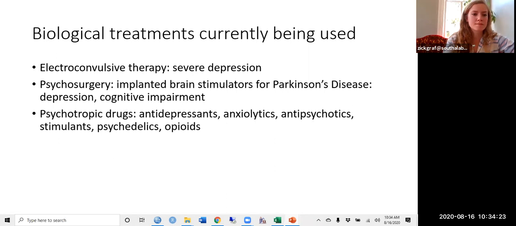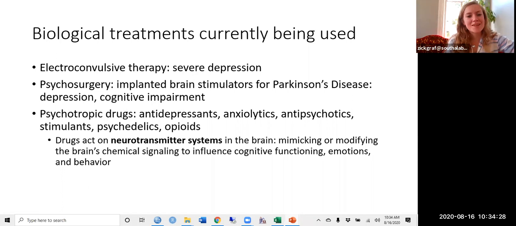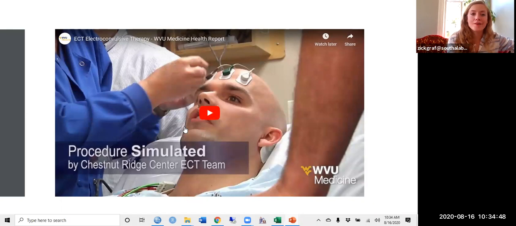So as I just said, and as I'll talk more about in the next lecture, psychotropic drugs either mimic or modify the action of neurotransmitters in the brain. And the idea is that that influences biological, physical processes in the brain that in turn influence emotions and behavior. So this is a simulation of what modern electroconvulsive therapy looks like.